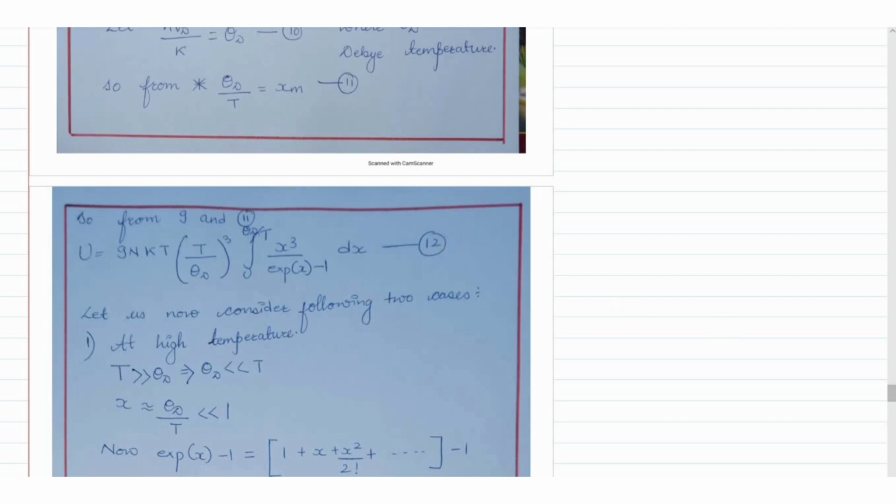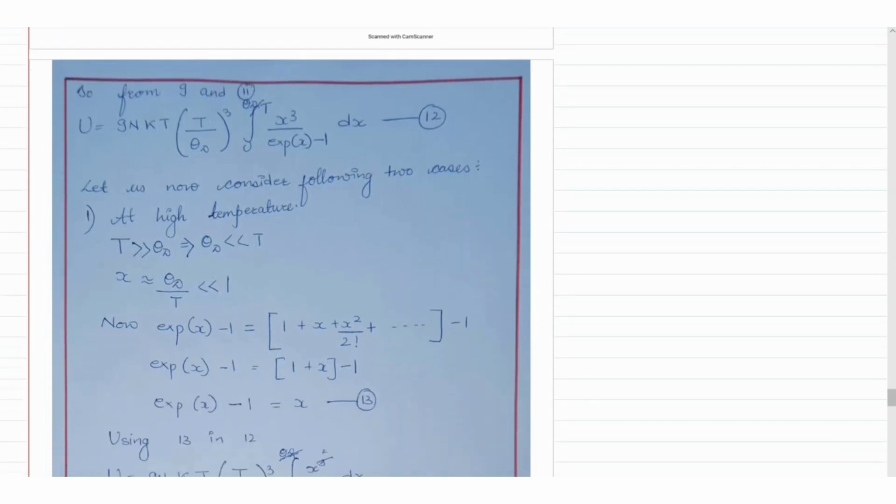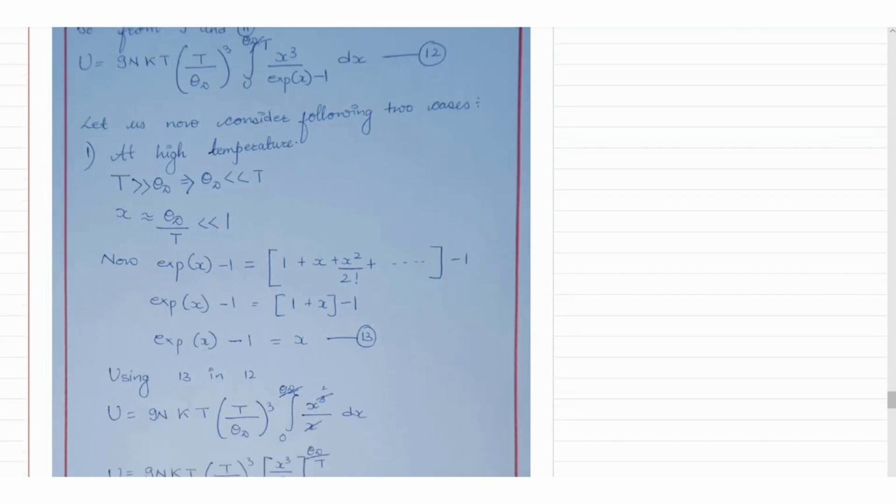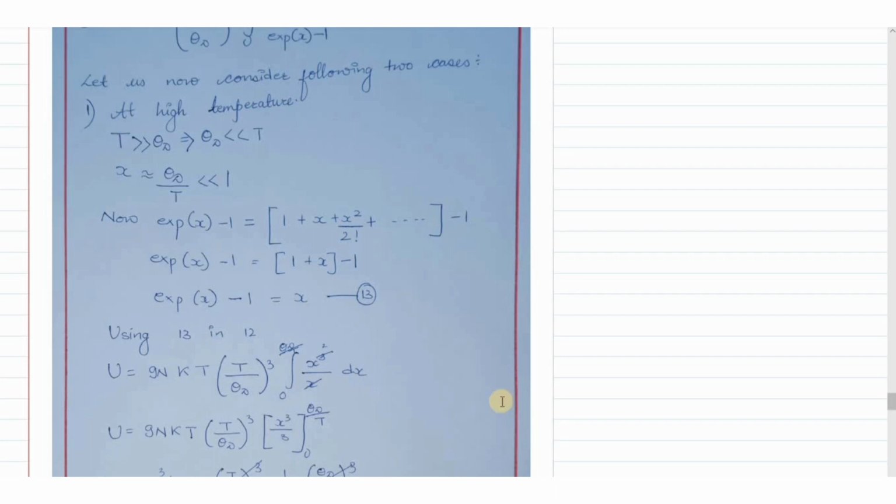Now let us consider the following two cases. At high temperature, T is greater than theta_D, that is, theta_D is less than T. So we can say that theta_D by T, which is approximately x, is less than 1. So now exponential of x minus 1: if we expand this, we get 1 plus x plus x squared by 2 factorial plus so on, and this minus 1 will cancel the 1.